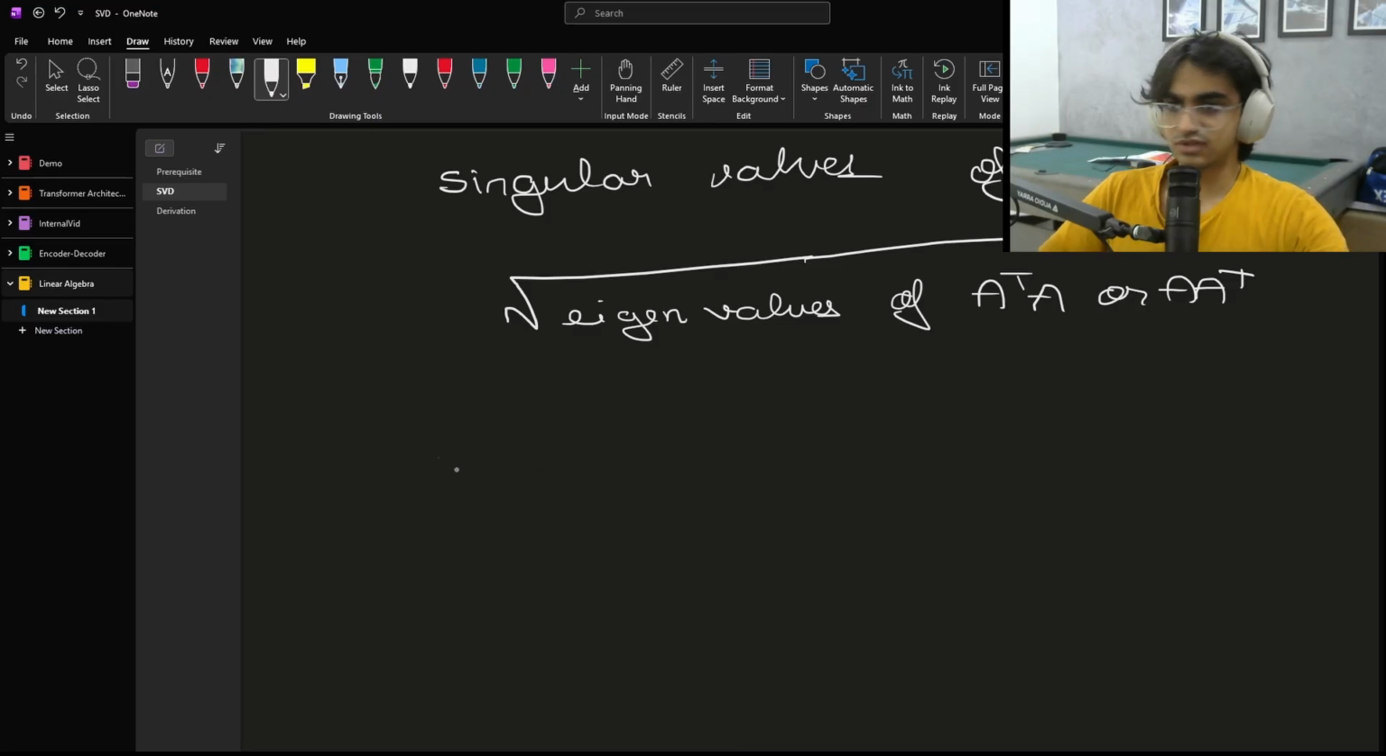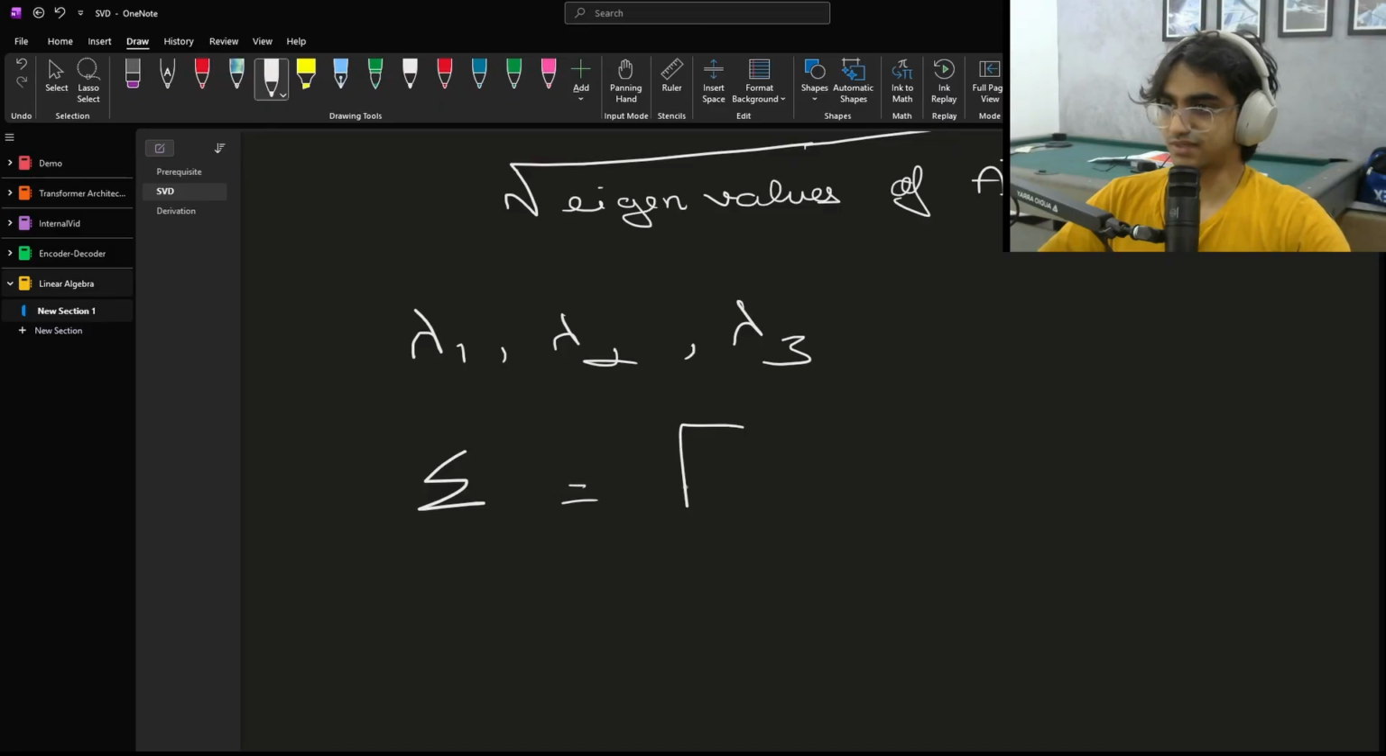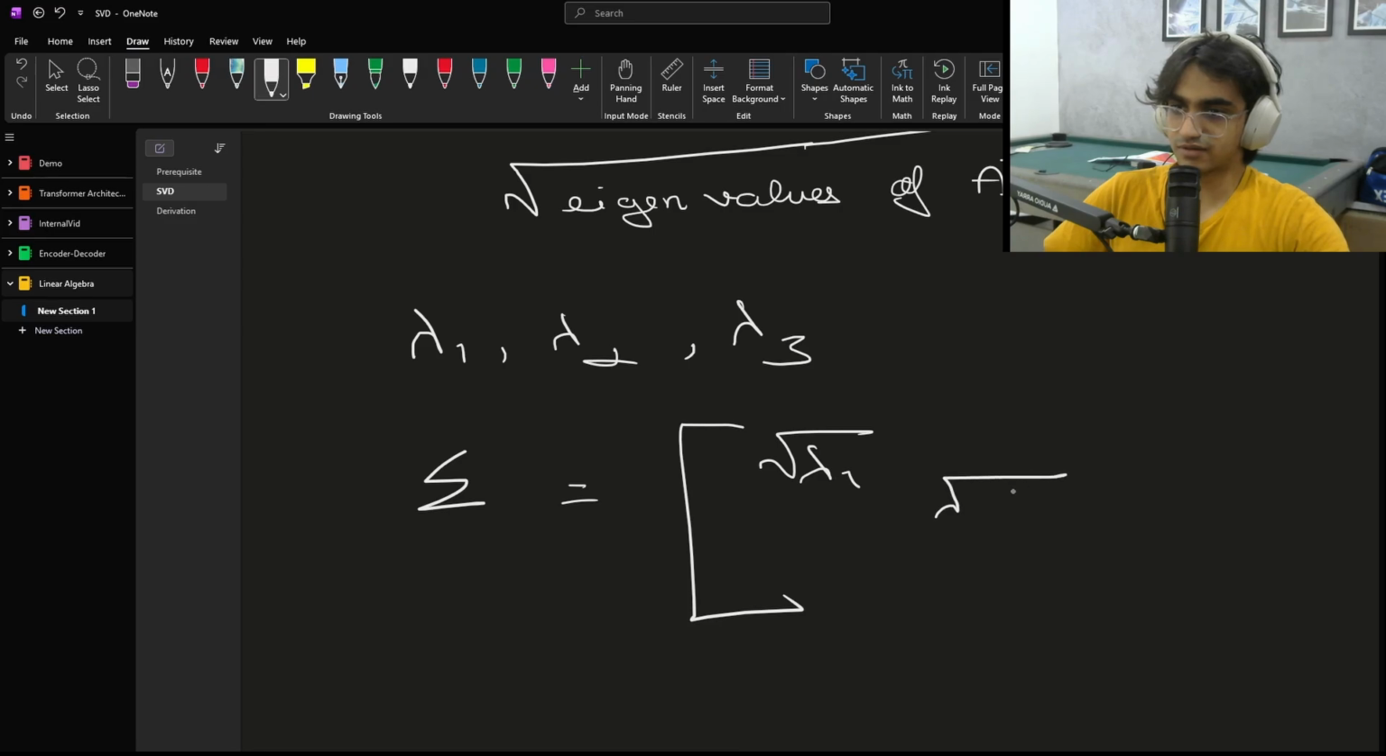So suppose A transpose A has lambda 1, lambda 2, and lambda 3 as the eigenvalues. So the singular values would be, I'll just write the matrix itself: your sigma matrix would just be square root lambda 1, square root lambda 2, square root lambda 3, and since it's diagonal, the rest of the entries will be 0.